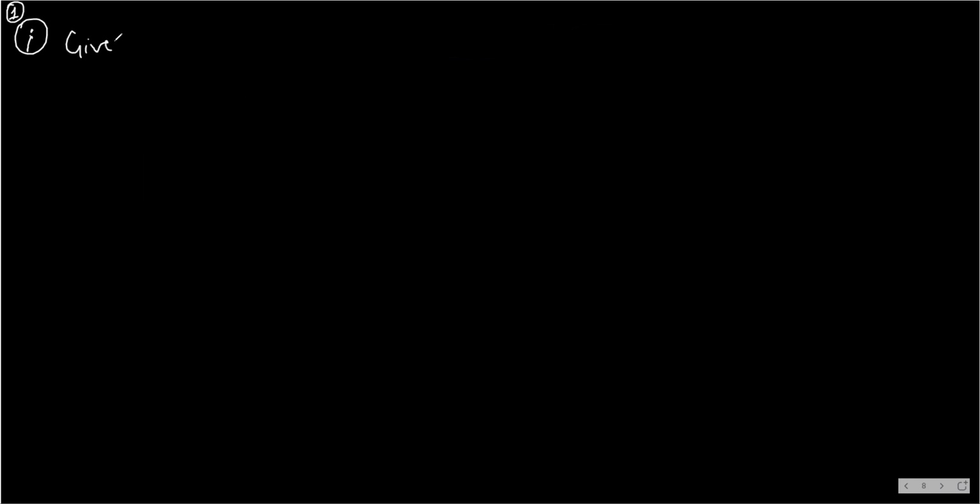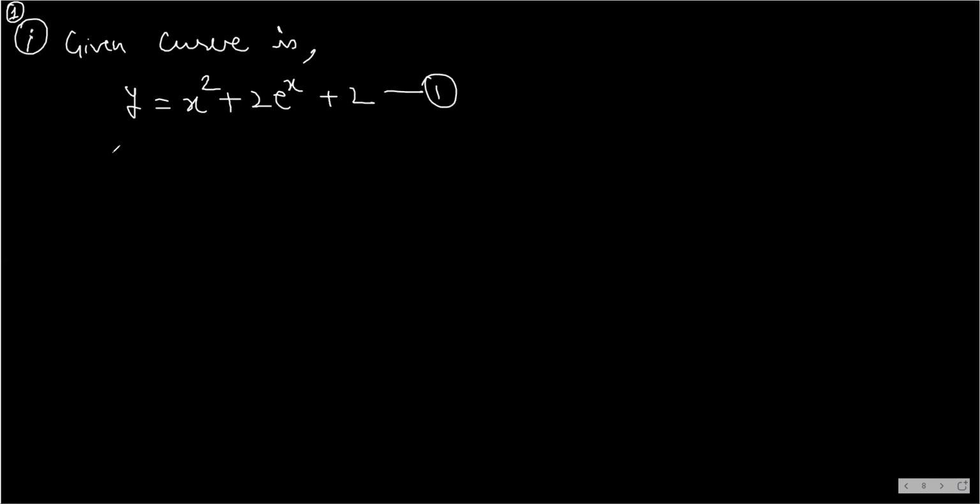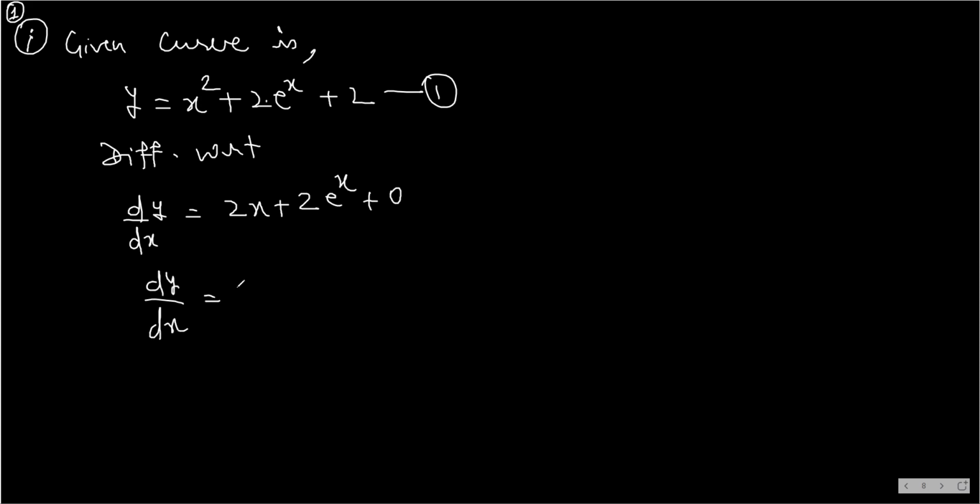The given curve is y equals x square plus 2 e raised to x plus 2. What is the first step? We will write here, differentiating with respect to x. So d by dx of y equals d by dx of x square, that is 2x, plus d by dx of 2 e raised to x, again 2 e raised to x, plus 0. We got dy by dx. What is dy by dx? dy by dx is 2x plus 2 e raised to x.